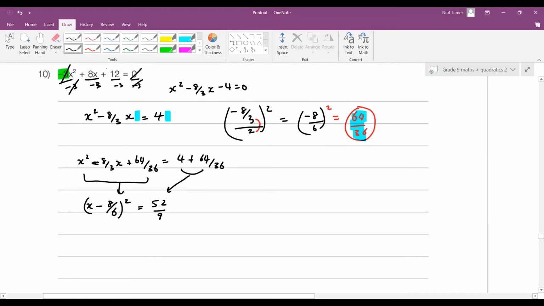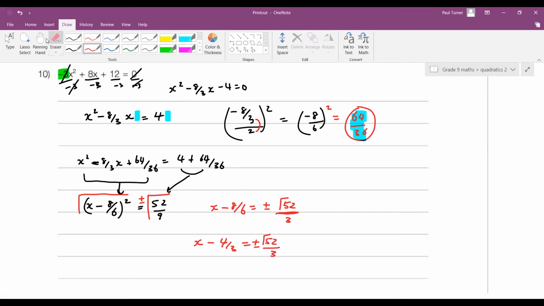Okay, so then we'll square root both sides. And you'll get a plus or minus, don't forget that. So then we'll get x minus 8 on 6 equals plus or minus root 52 on square root 9 is 3, but I'll put that underneath like that. Okay, and 8 on 6 is 4 on 3. So we'll change that now. Equals plus or minus root 52 on 3.